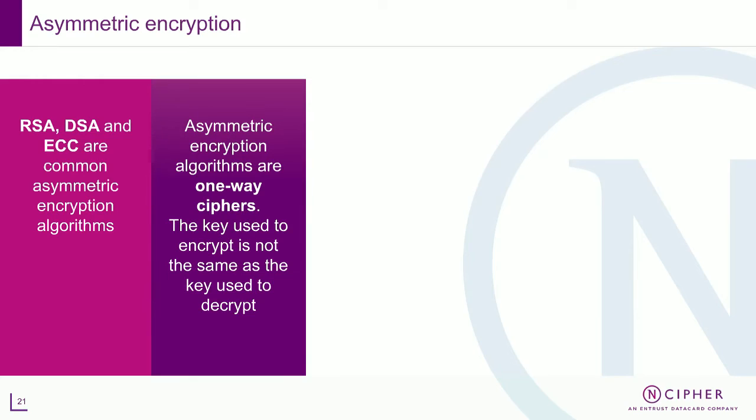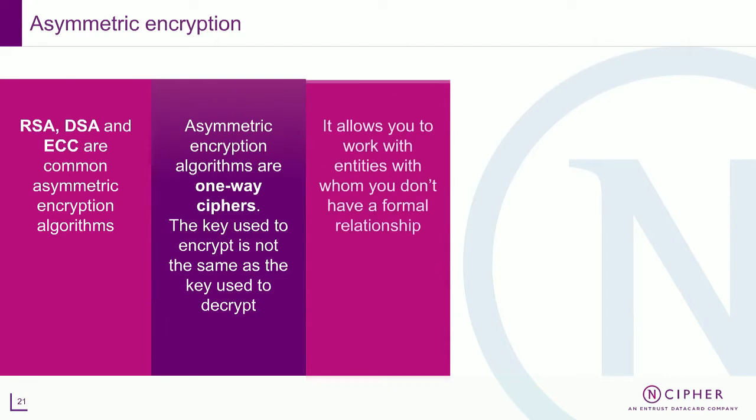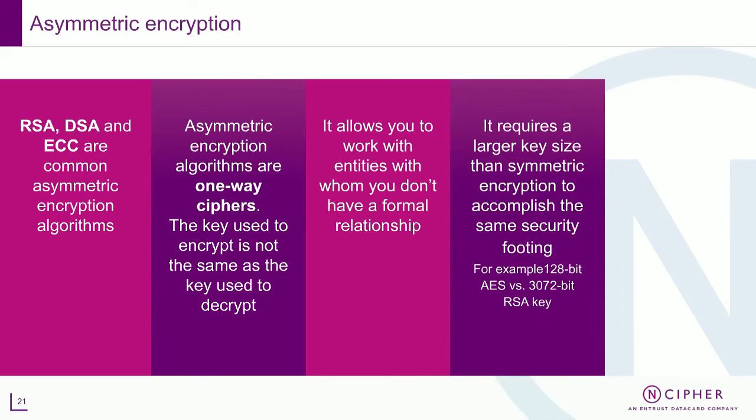These are called one-way ciphers. So unlike symmetric encryption, where the key used to encrypt is the same key used to decrypt, in asymmetric, the key that's used to encrypt the data is not the same key that's used to decrypt the data. And also the big thing with asymmetric encryption is it allows you to work with people or entities that you don't know. And unfortunately, it requires a larger key size.